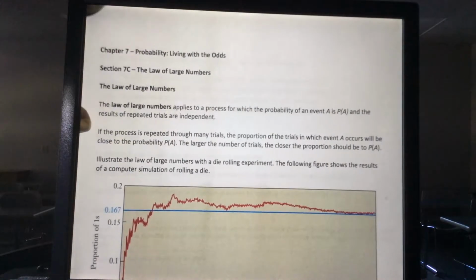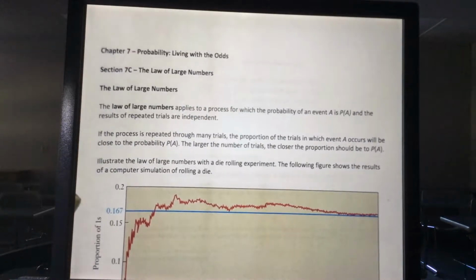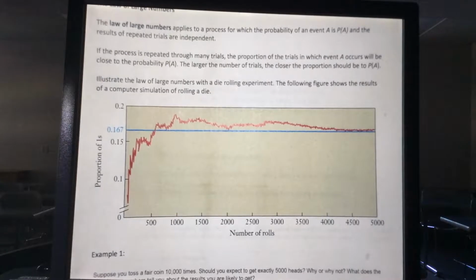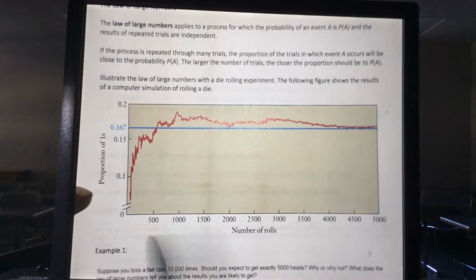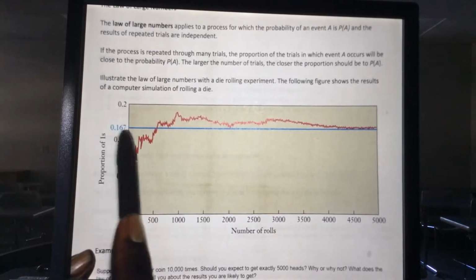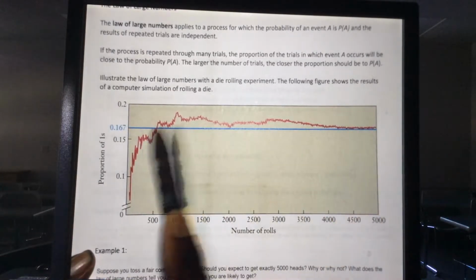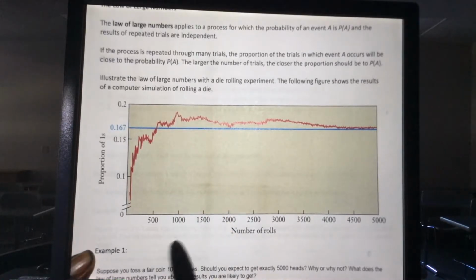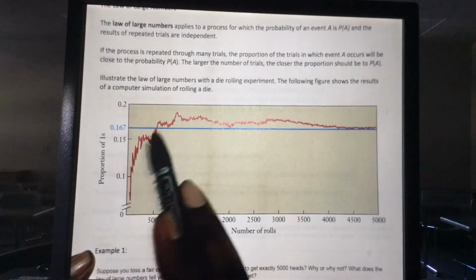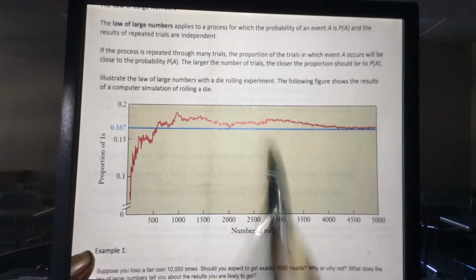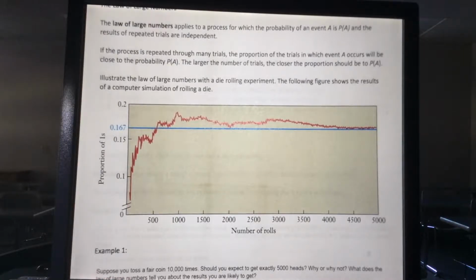Here we're going to illustrate the law of large numbers with a die rolling experiment. The following figure shows the results of a computer simulation of rolling a die. Here are the proportion of ones, and then the number of rolls here. The probability of getting a 1 will be 1 out of 6, or 0.167. That's why you see that vertical line going straight across. Based on this, the more that we roll a fair die, the closer and closer we get to the actual probability of event A, in this case the probability of rolling a 1.